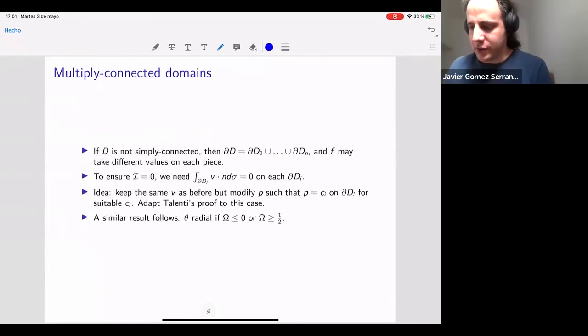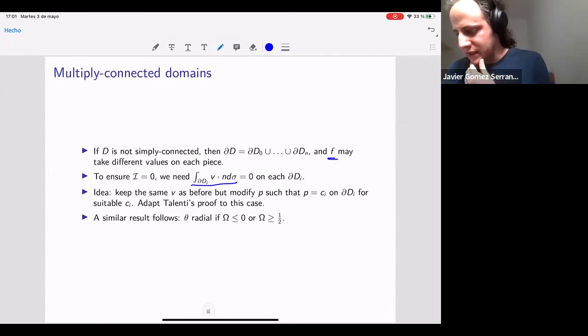Now, how to go from simply connected to multiply connected. If the patch is not simply connected, the danger is that F may take different values on each component of the boundary. So we're going to impose this condition on each piece of the boundary. To do so, we keep the same D as before, and we modify the P in a way that P is equal to some constants that have to do with the area of the holes enclosed by the pieces of the boundary of D, and then adapt Talenti's proof to this case where we can have holes, and we can prove the same thing.